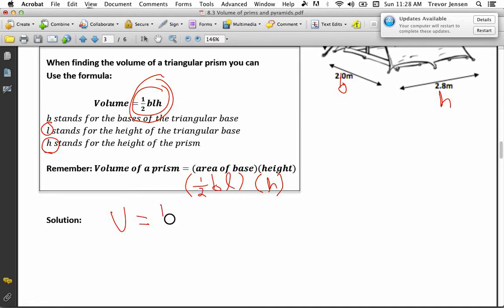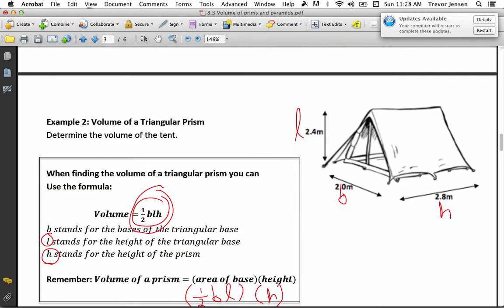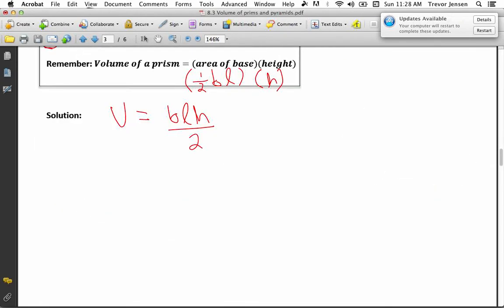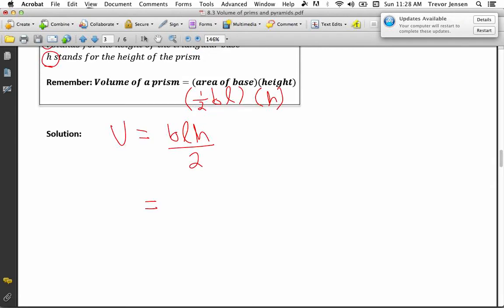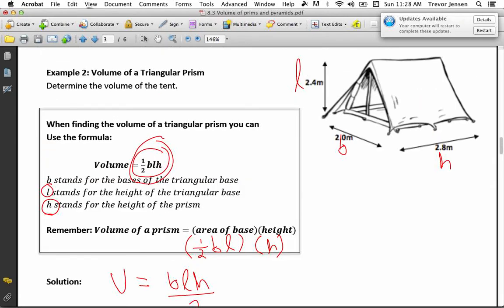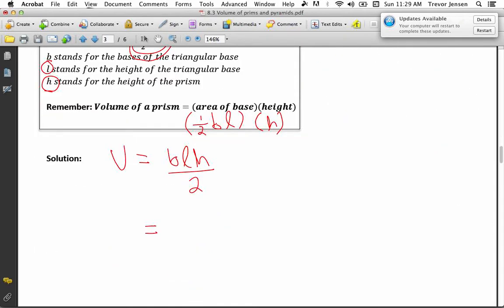You can write it as a half times B times L times H, or you could write it as B times L times H divided by 2. Either way is fine. Multiplying by half, dividing by 2 is the same thing. So if I have this, just plug in what we know. The base length of our triangular base is 2.0. So 2.